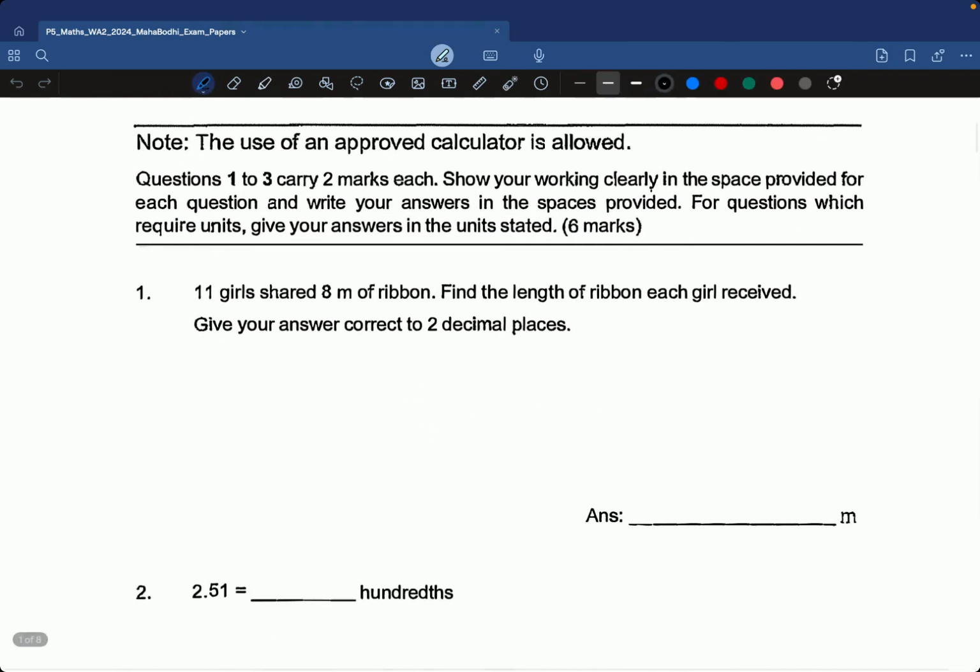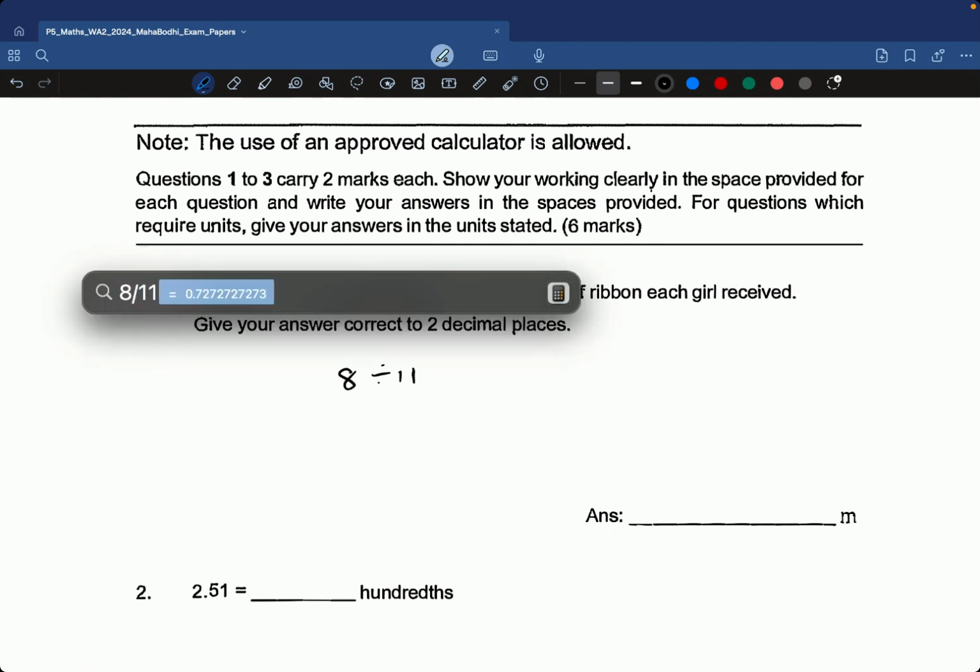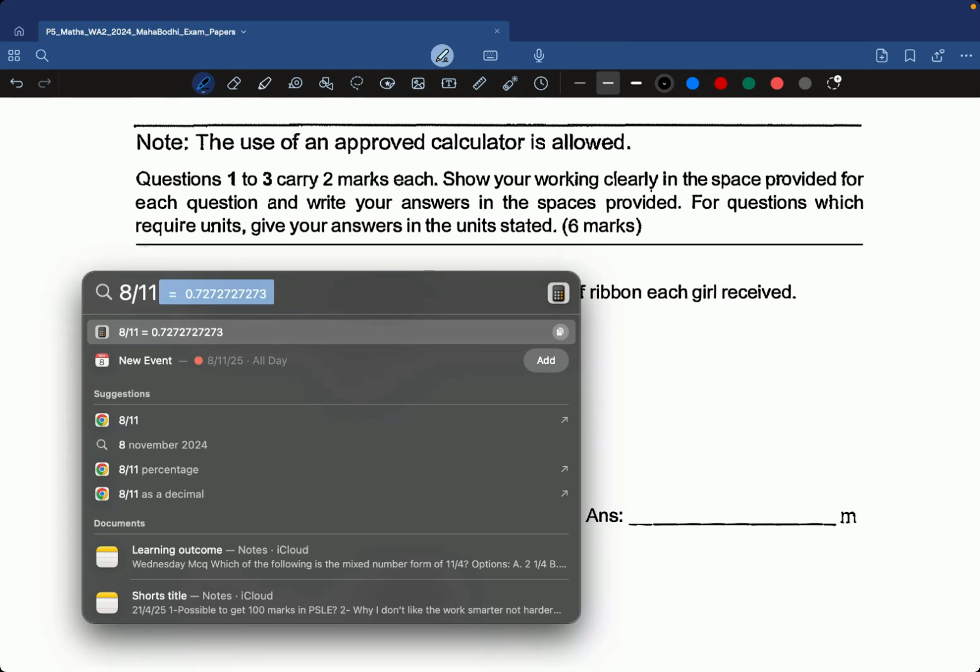Okay, first question. 11 girls shared 8 meters of ribbon. Find the length of ribbon each girl received. Give your answers to 2 decimal places. So that means we have 8 meters of ribbon divided by 11 girls, right? So 8 divided by 11. Okay, so you can use a calculator. So 8 divided by 11 is 0.7272, right?